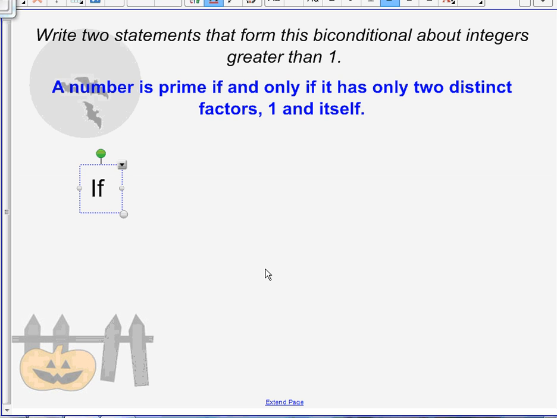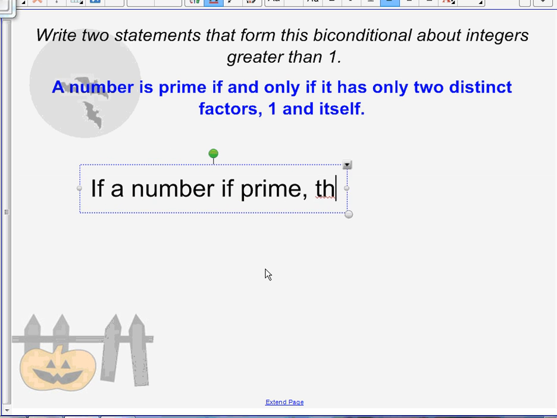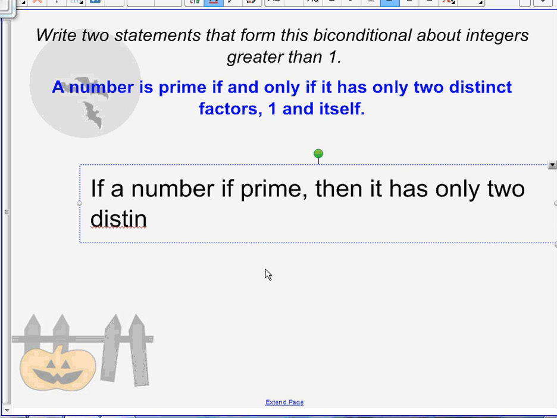So we could say, if a number is prime, then it has only two distinct factors, which are 1 and itself. Alright, and the converse would be the exact opposite. It would be, if a number has only two distinct factors, 1 and itself, then the number is prime.